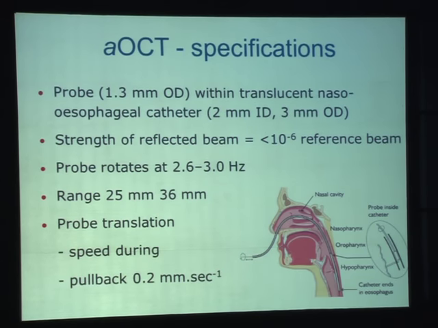So currently the specifications of the system are that the probe is 1.3 millimetres outer diameter, and the outer probe is about 2 millimetres. It's exquisitely sensitive because it's relying on measuring the reflected light off that mucosal surface, and only about 10 to the -6 power of that light is actually being reflected back, so it has to be incredibly sensitive. It rotates at about 2.6 hertz, and it can range from about 26 to 36 millimetres, and we can translate the probe up and down automatically at about 0.2 millimetres per second, which we call a pullback scan.